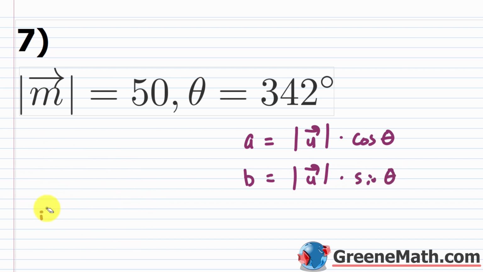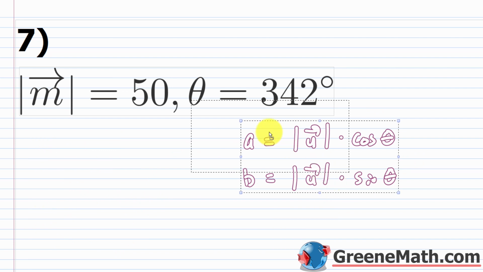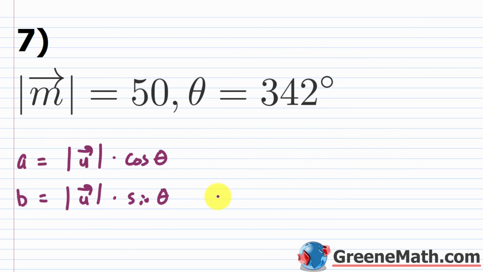Let's get rid of this and drag this up here so we can just reference it, although the name is going to be different. Maybe I'll just drag it right there. Okay, so for problem 7, we have the magnitude of the vector m is equal to 50, and the direction angle theta is 342 degrees. So we want to find the component form.